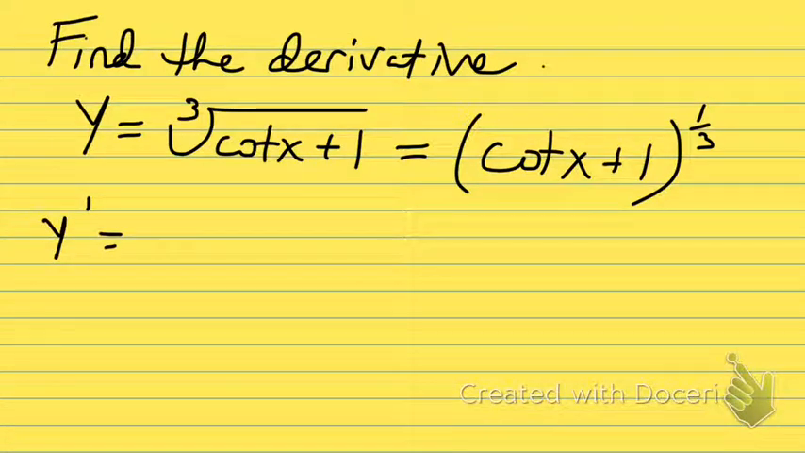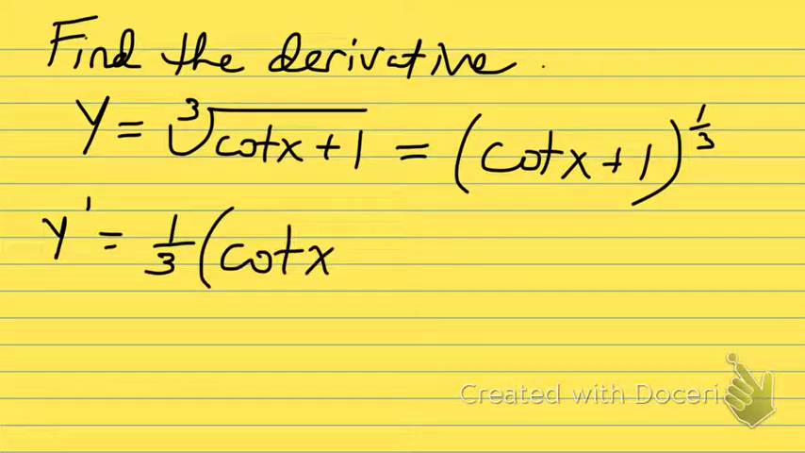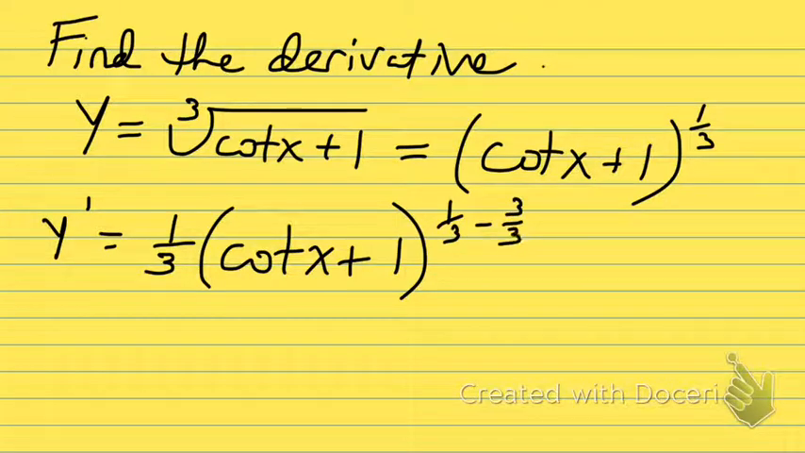We do have the power rule appropriate. Take that power, move it out front, leave the inside, subtract 1 from the power. So 1/3 take away 1, well that's 1/3 minus 3/3. And 1/3 take away 3/3 gives us negative 2/3. That's the outside. But there is the inside.